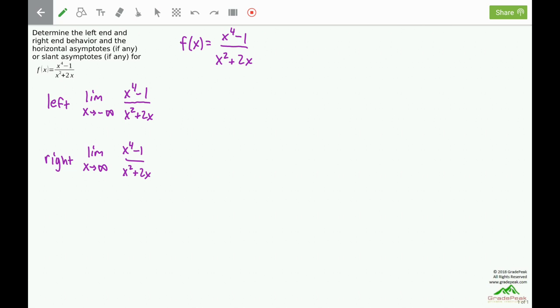Starting with the left end, the first thing to do is divide the numerator and denominator by the highest power of x in the denominator. That will be x to the 2. Each term in the numerator will be divided by x to the 2. Each term in the denominator will be divided by x to the 2.